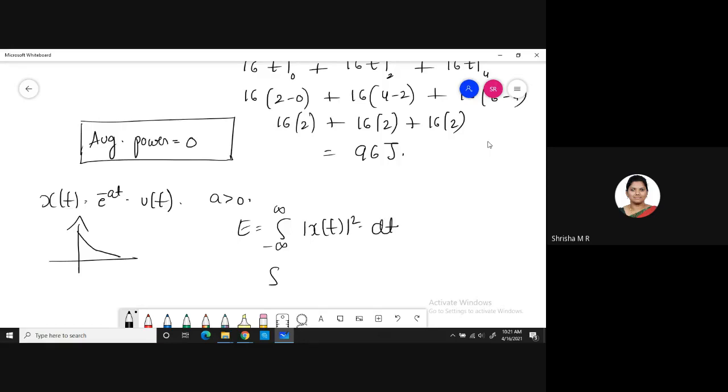You have u of t also. Exponential is a non-periodic signal. Will it repeat at equal intervals of time? No, right? The amplitude will be diminishing or increasing. For an increasing exponential, amplitude will be increasing; for a diminishing one, it will be decreasing. Is the amplitude the same? No, right? So it will be diminishing. So it's non-periodic.